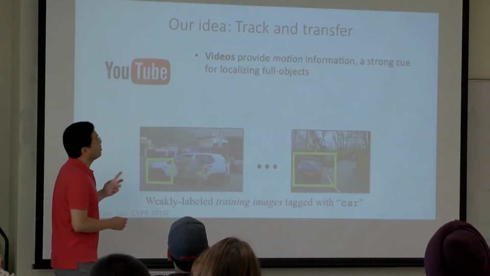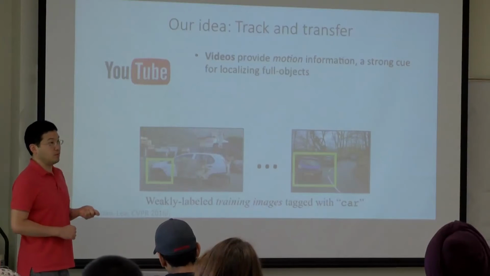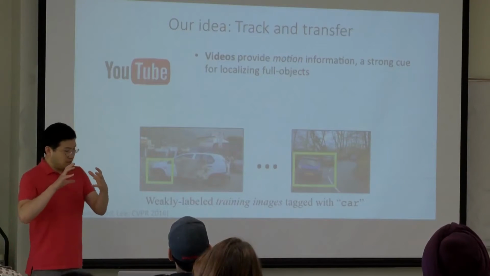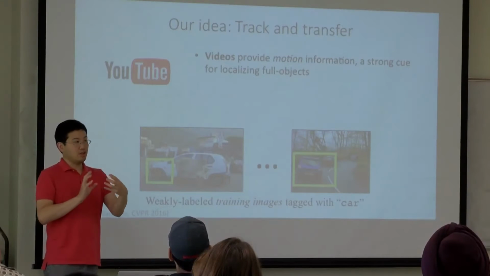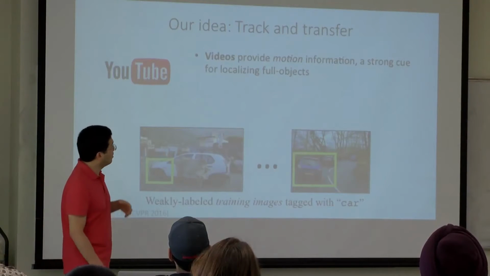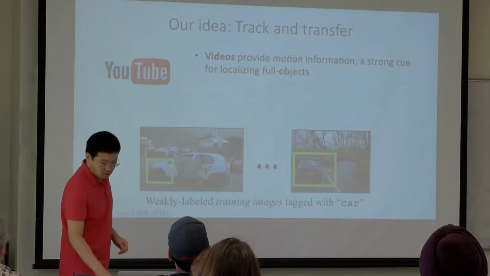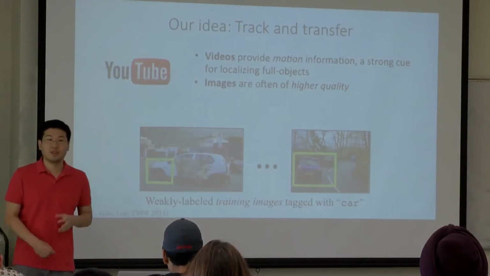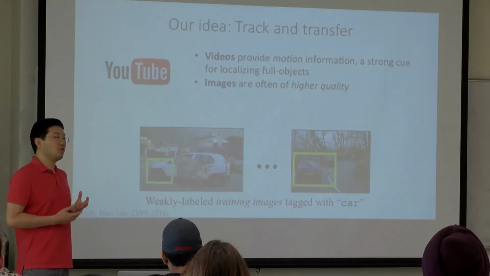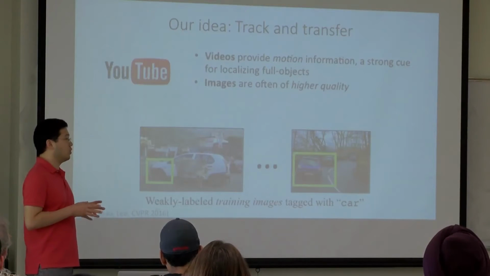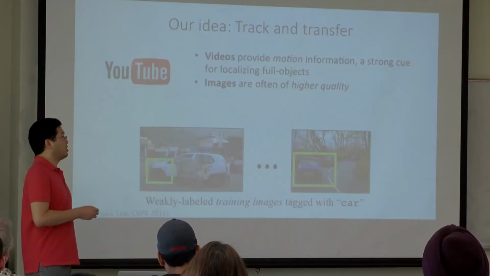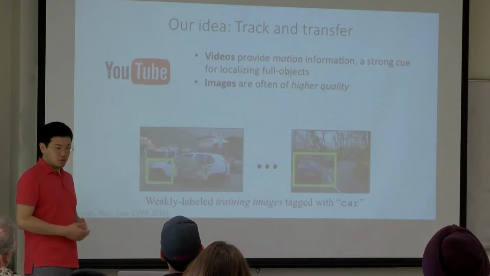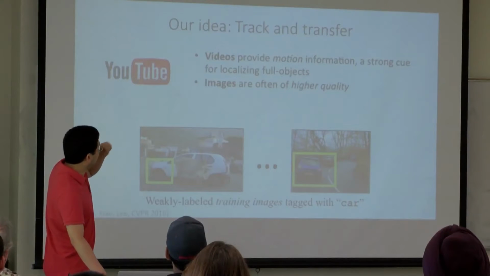The reason we want to look to video is that videos provide motion information, which is a very strong cue for localizing full objects. In video, you have pixels that are moving together, and usually the pixels that move together are from the same object. So you can use this as a cue to create better localizations. But at the same time, images tend to be of higher quality. Videos on YouTube are usually much lower resolution, blurry and so on. So you don't want to train your models on that imagery alone, because they won't perform well on higher quality images. So we want to take a combination of both of these domains.